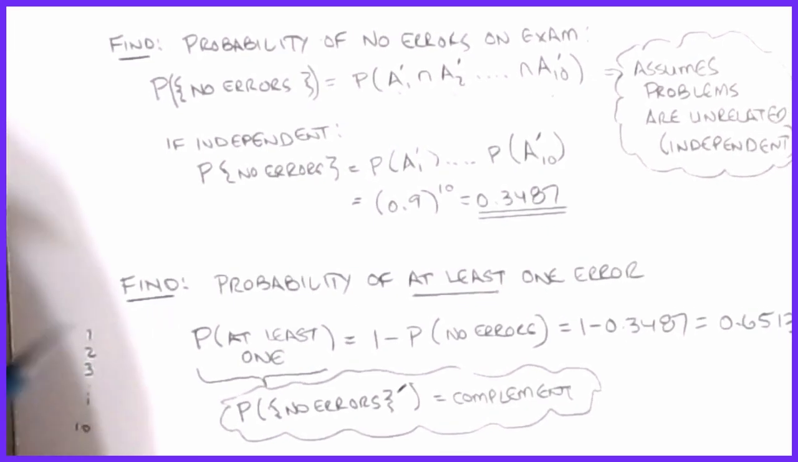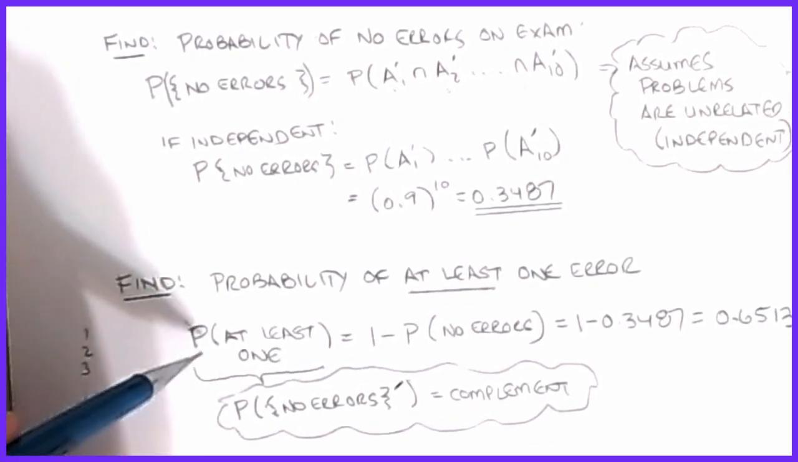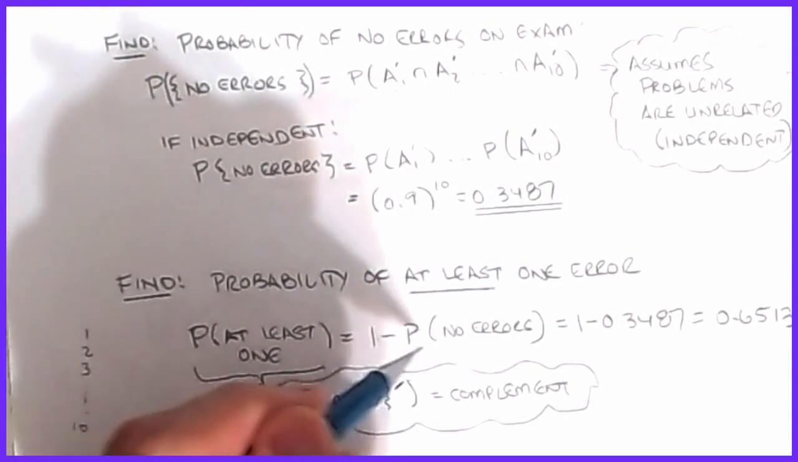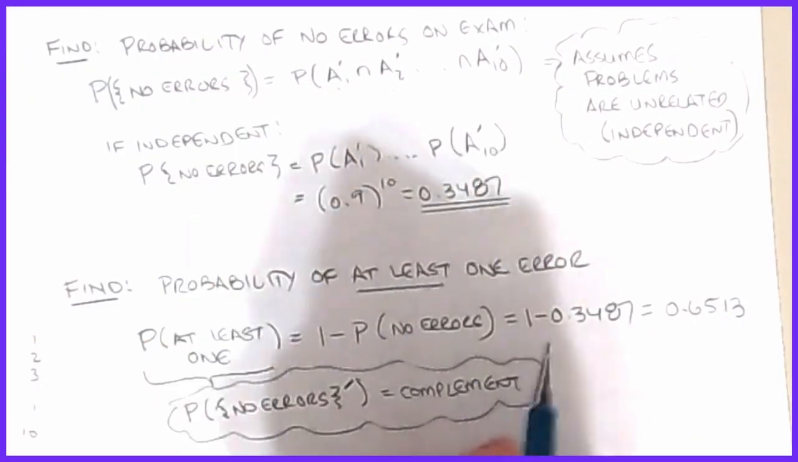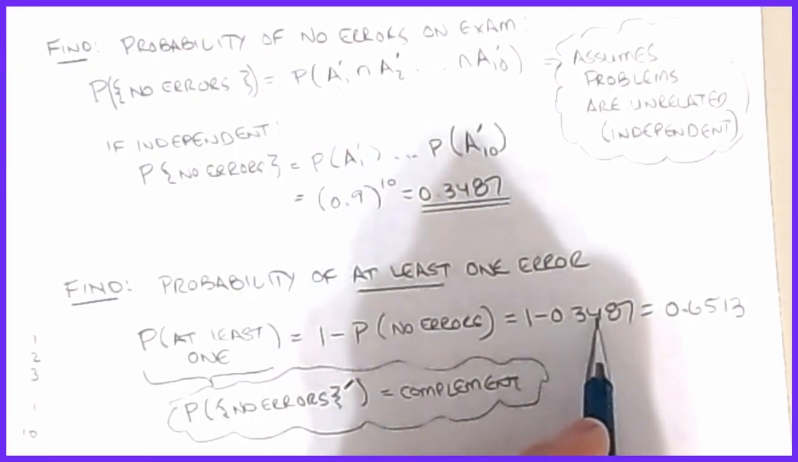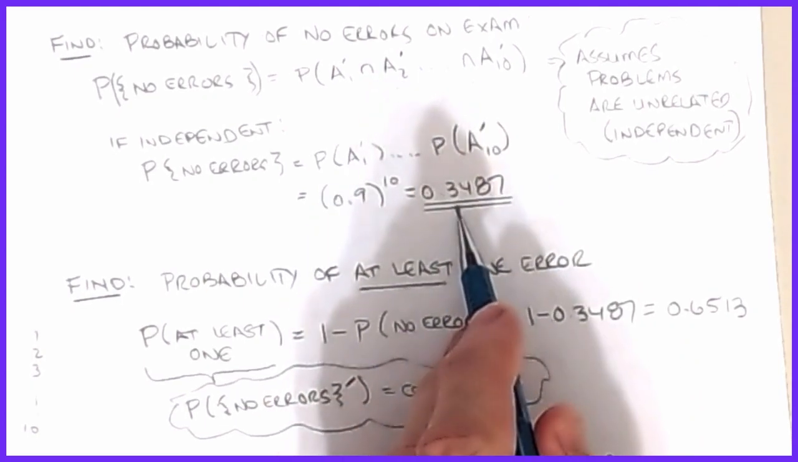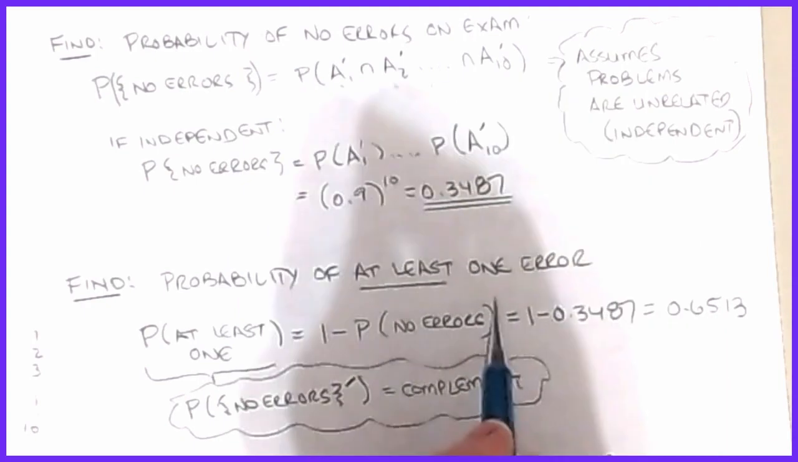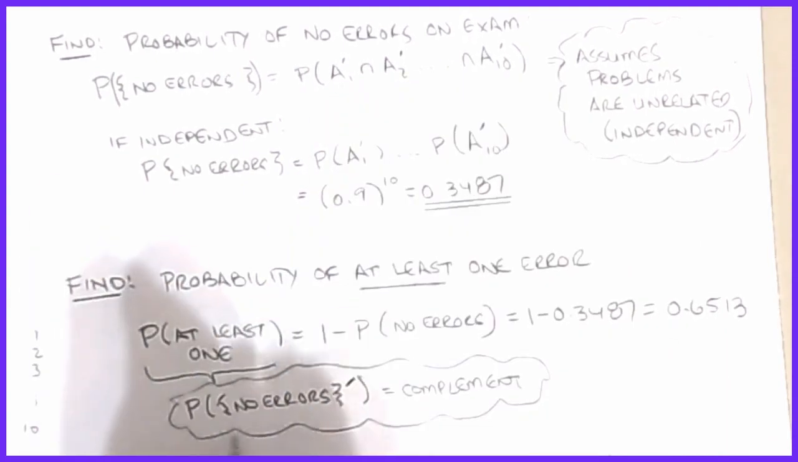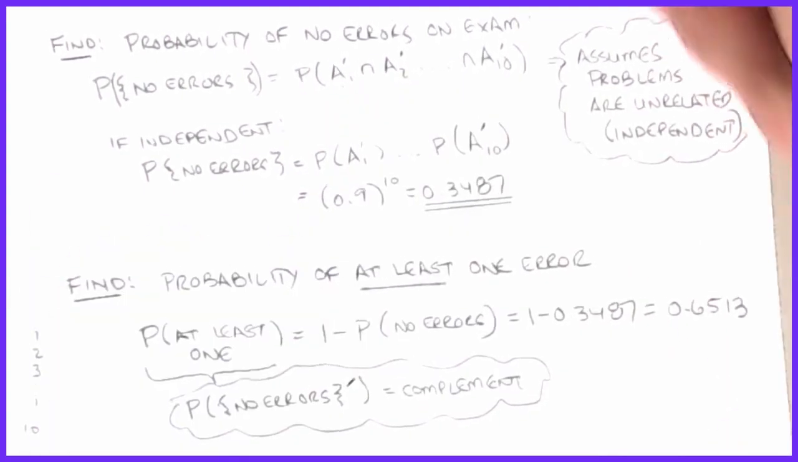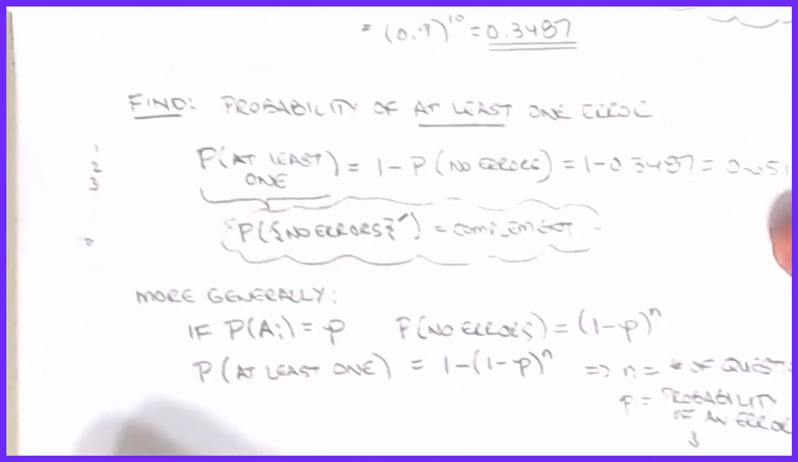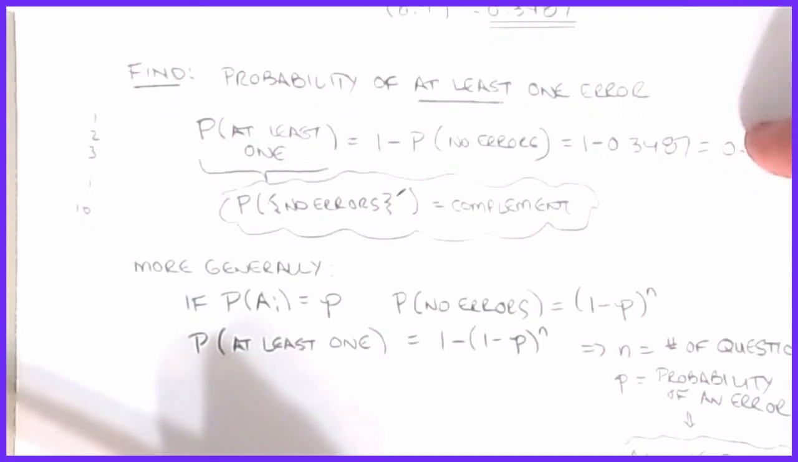But we can also take advantage of the complement and say that the probability of at least 1 error is the same thing as 1 minus the probability of no errors. So for this one, that's 1 minus 0.3487, the number I had up here. And so it's a 65% chance that the student makes at least one mistake on the test. All we did was play with the complement. We've done that a couple of times now, so hopefully it's starting to become a little more clear for you as you work on it. Now let's look at this in a more general sense.